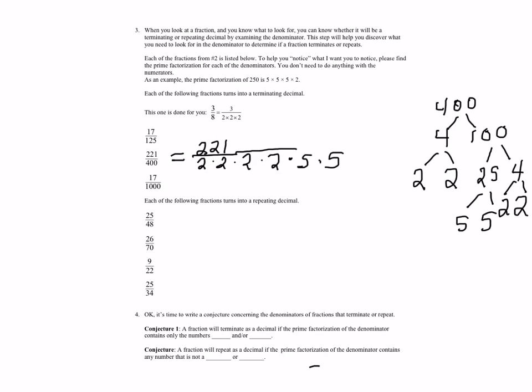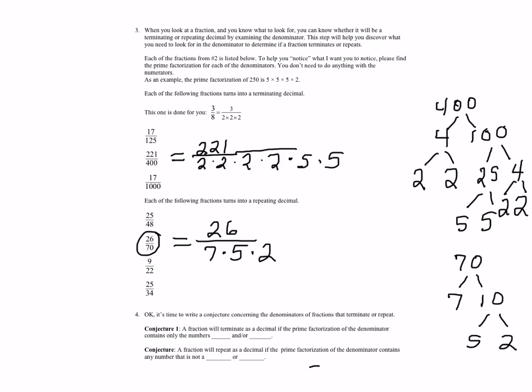I'll do this 26 over 70. Okay, so I'm going to leave the 26 alone. I'm going to work with the 70. So again, I'm going to do, hey, that's 7 and 10. I could have done 35 and 2, and I would have gotten to the same place. I just happened to start with 7 and 10. And that's 5, and that's 2. So this is rewritten as 26 over 7 times 5 times 2. All right, so then you want to do the same thing for these 3 fractions.